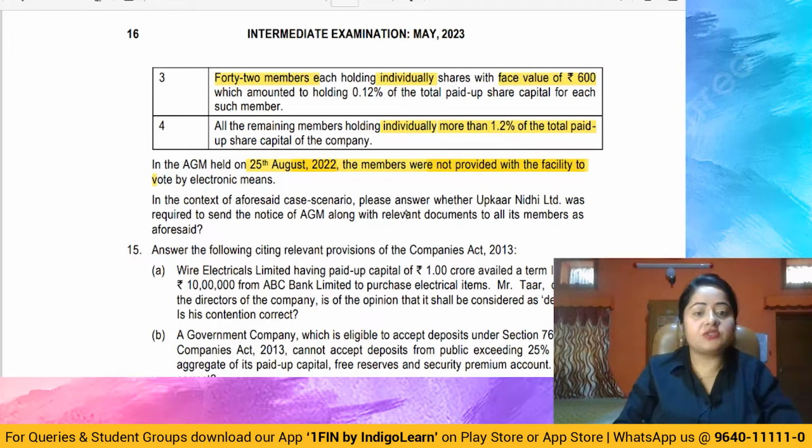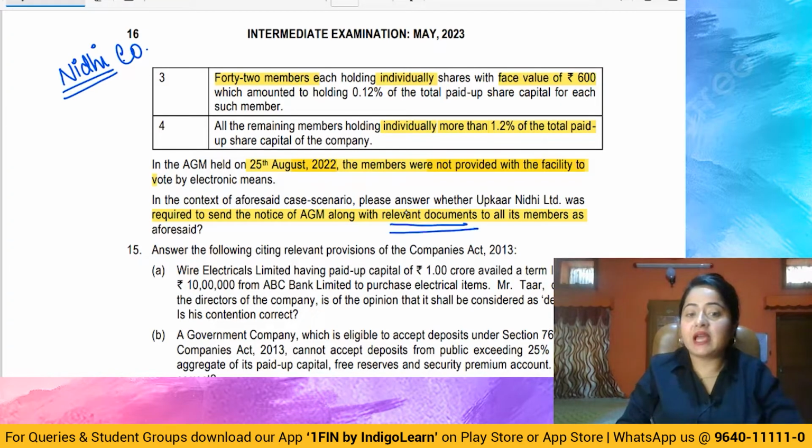Okay. In the context of the aforesaid case study, please answer whether Upkar Nidhi Limited was required to send a notice of AGM along with relevant documents to all the members as aforesaid. Okay. So here we are talking about Nidhi company. Whether it is supposed to send the relevant documents and the notice of the AGM to all of these members, we have to discuss that.